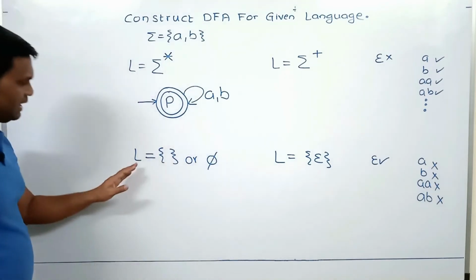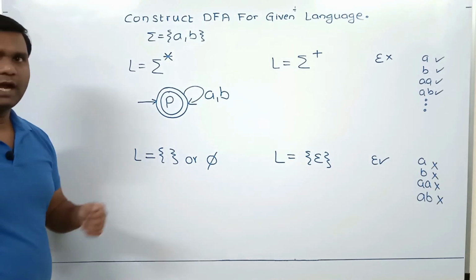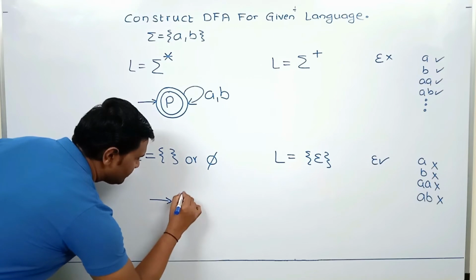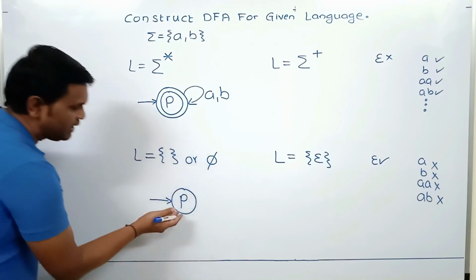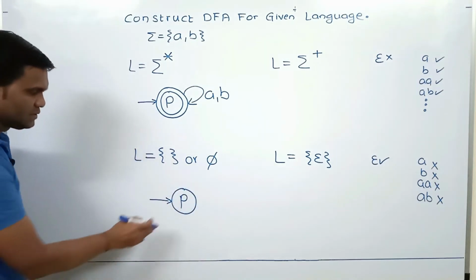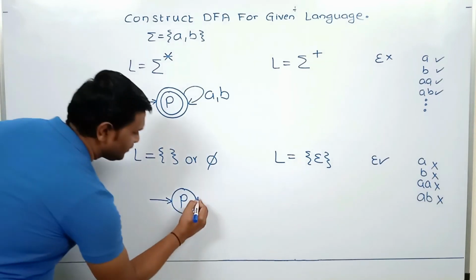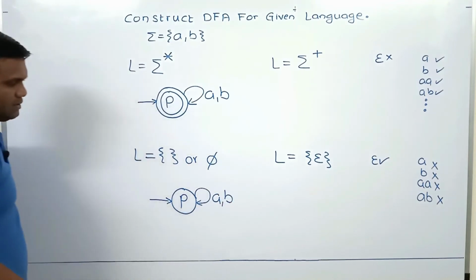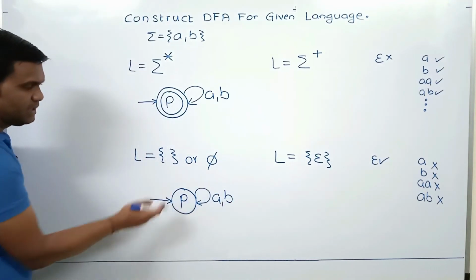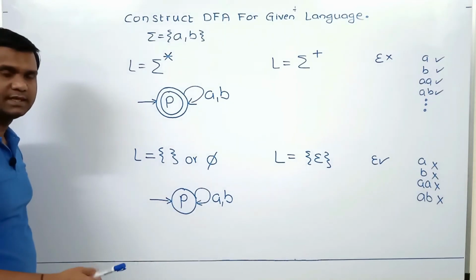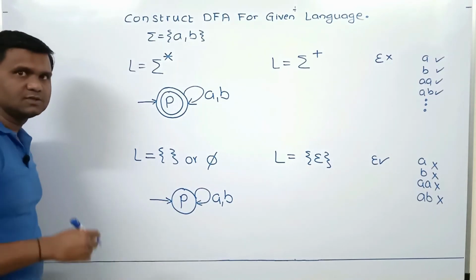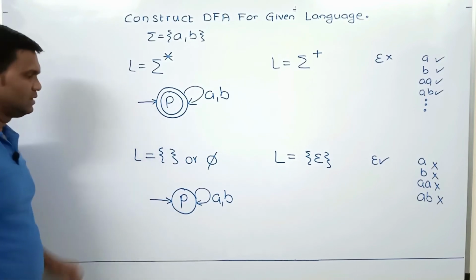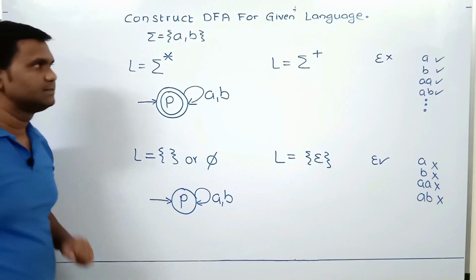On the other hand, when the language is the empty set or phi, we have to reject every string. So we take initial state P and we treat this as a dead state itself. So this state is a non-final state and we reject every string using this loop. So every string is rejected in state P itself. State P is a non-final state. This DFA does not contain any final state. It rejects every string. So the language of the DFA is the empty set.